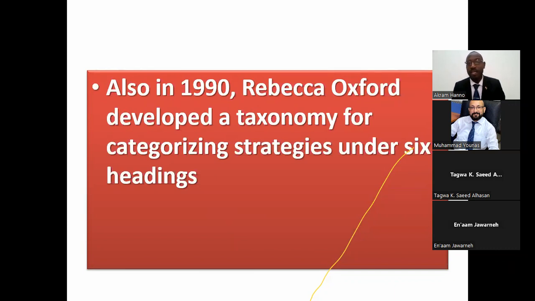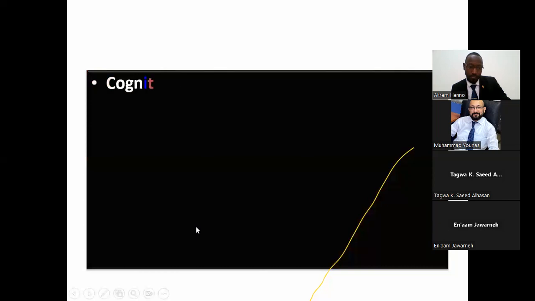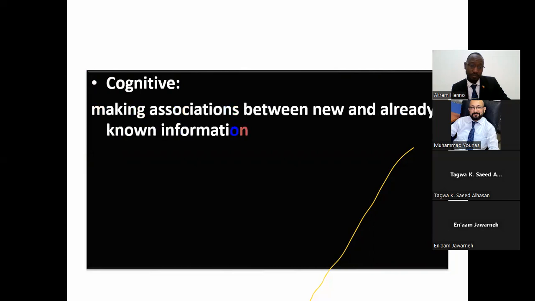Think about this. Also in 1990, the same year, Rebecca Oxford developed a taxonomy like the one known nowadays as Bloom's taxonomy, a classification for categorizing strategies under 6 headings. So we'll be talking about this. Cognitive: making associations between new and already known information. So you associate them or you link them.